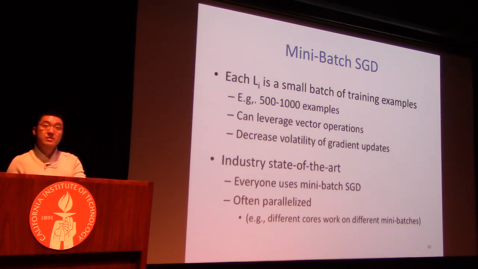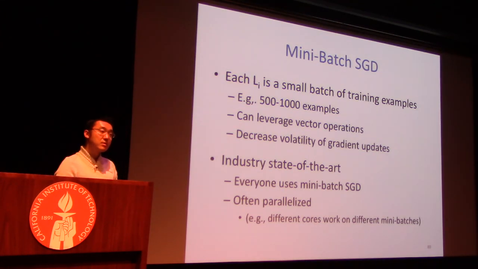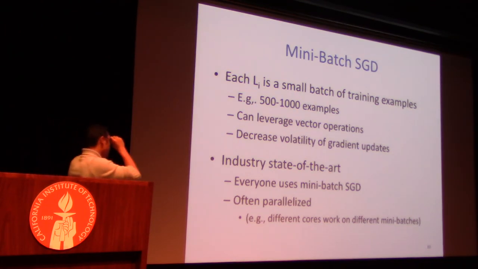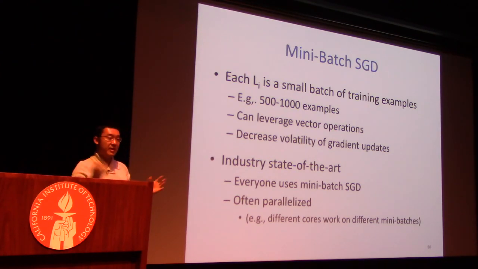Any questions? Yes? So in terms of gradient updates to different mini batches, you mentioned that different cores work on different mini batches. Would they all add up their different gradient updates together? Yeah, so this is beyond the scope of the course, but some people have proposed to simply allow the updates to overwrite each other.